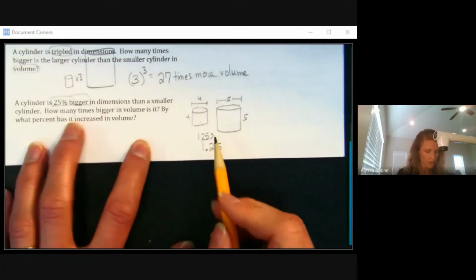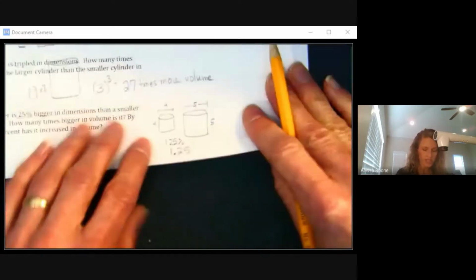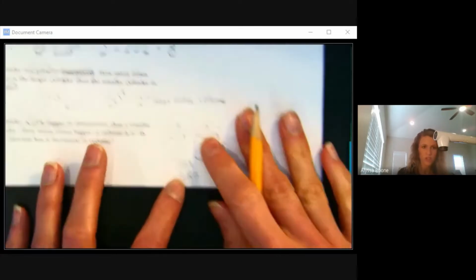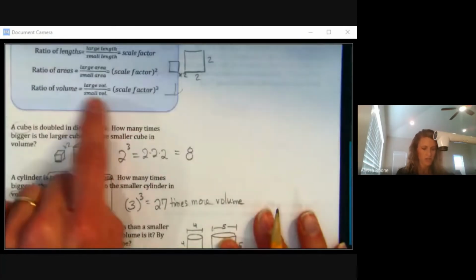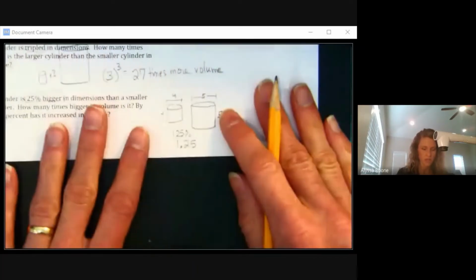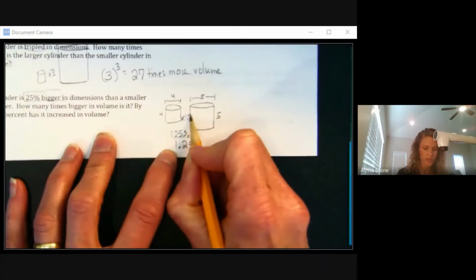So it says, by what percent has it increased in volume? Oh, okay. So let's look. Our scale factor was 1.25. Let's use our law right here that the ratio of volume is scale factor cubed. Okay. So if our scale factor is 1.25, we can times by 1.25.